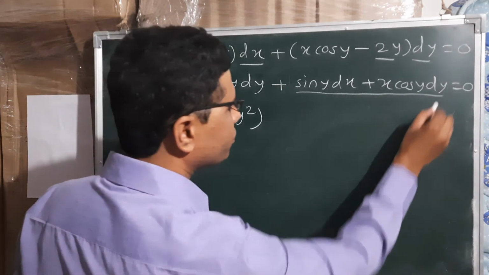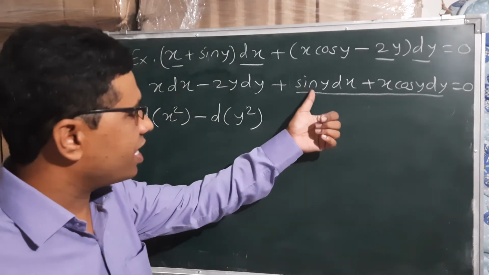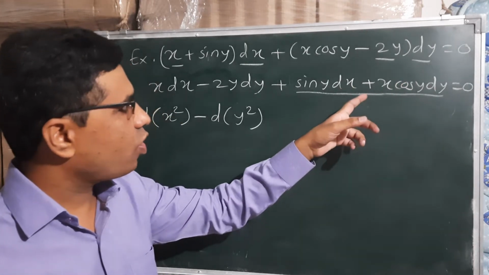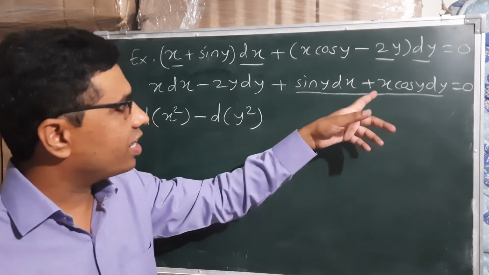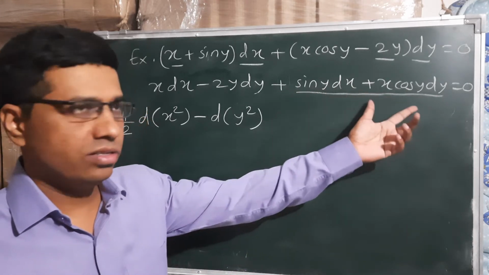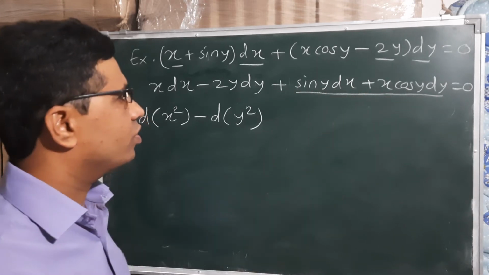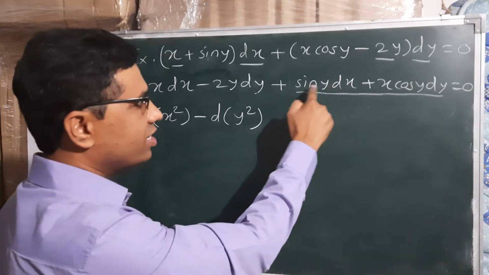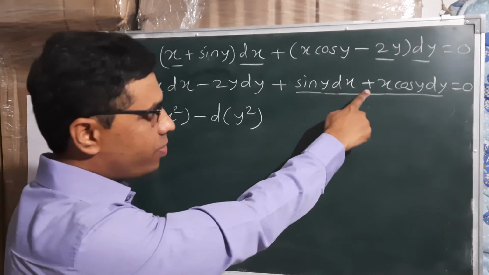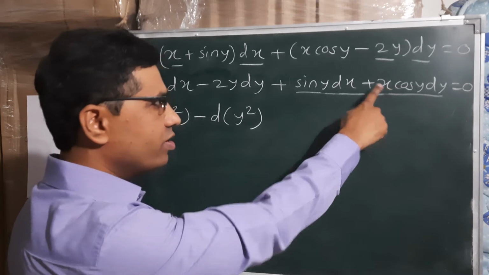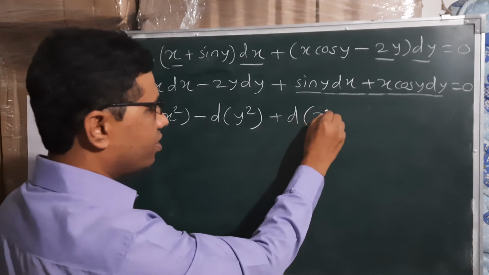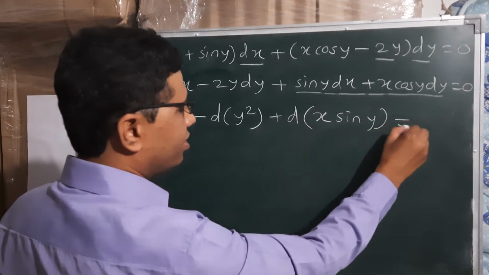Then we have to observe this part, sin y dx plus x cos y dy. We know that the derivative of x is dx and the derivative of sin y is cos y dy. So this is like the derivative of a product. If we consider x into sin y, then its derivative is sin y into the derivative of x plus x into the derivative of sin y, that is cos y dy. So plus d of x sin y equal to 0.